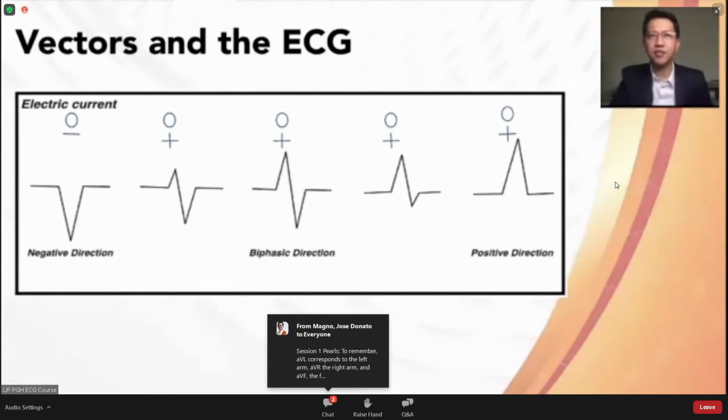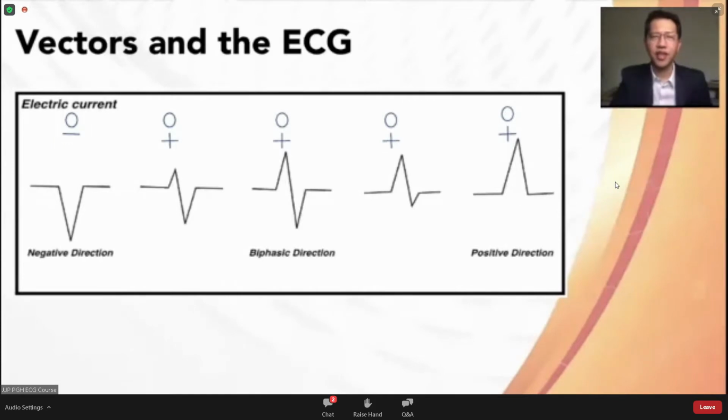Vectorial analysis basically provides the guidance as to the direction of impulse generation. If the impulse moves away from the lead, then it will produce a negative vector on your tracing. If the impulse moves towards the lead, then it will produce an upright or a positive vector on your tracing.